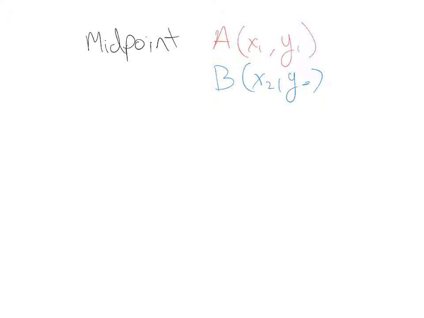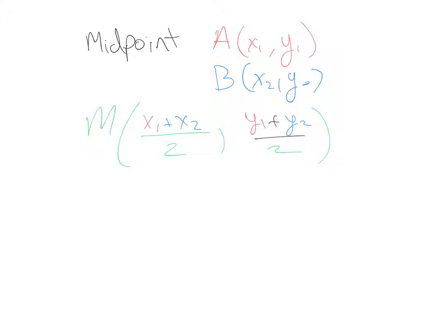Then the way you find the midpoint is simply the average of the x values and the average of the y values. So we can say that the midpoint is equal to x1 plus x2 divided by 2. That's the x value. And the y value is y1 plus y2 divided by 2. And that will give us coordinates for the midpoint. So really, we're just finding the average of the x's and the average of the y's.